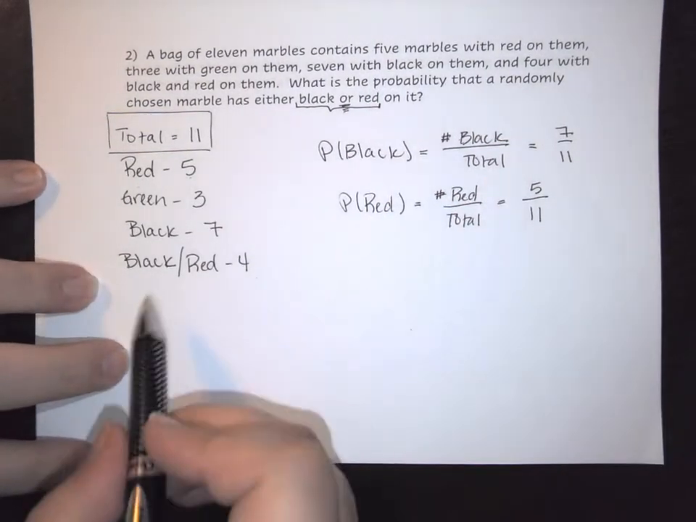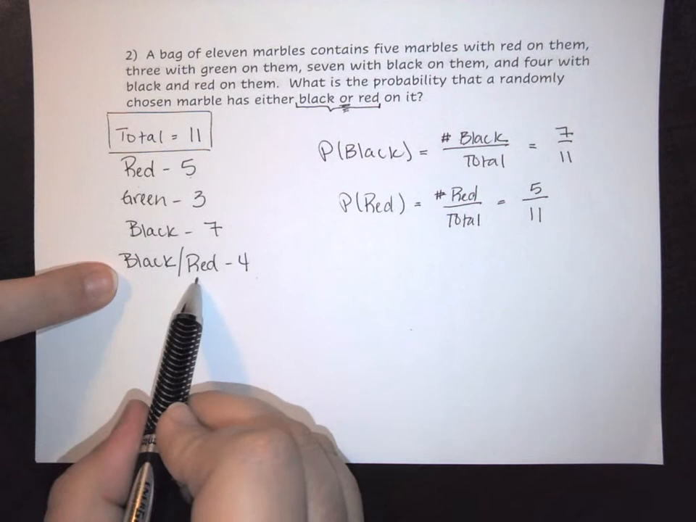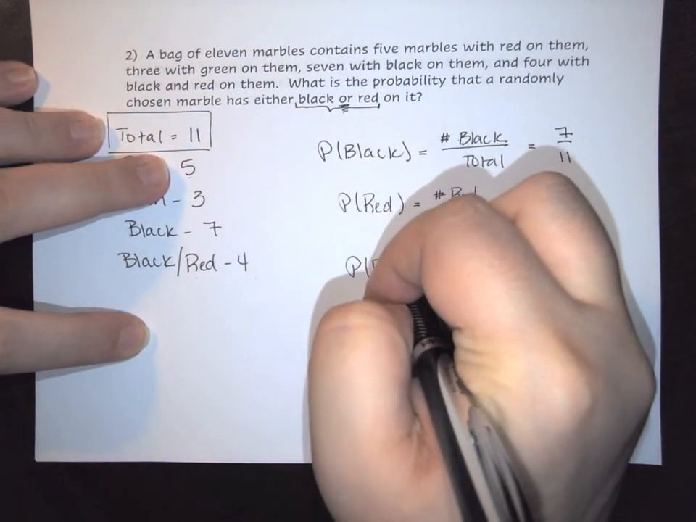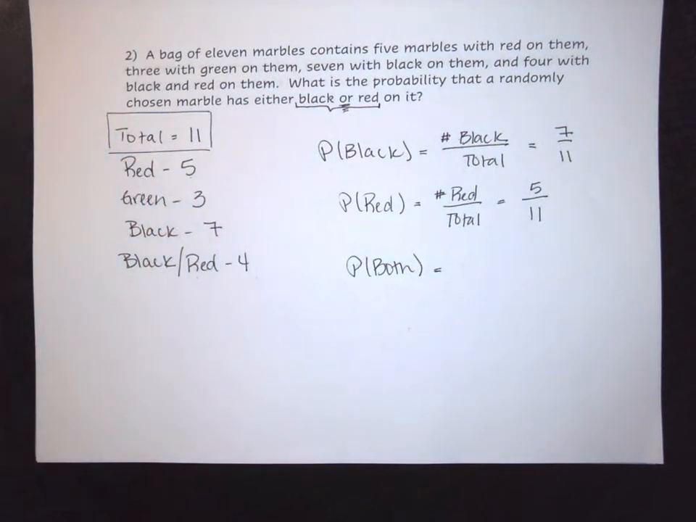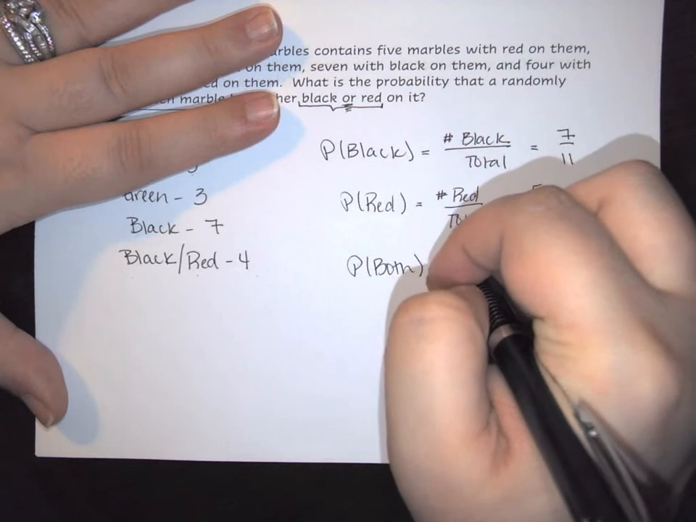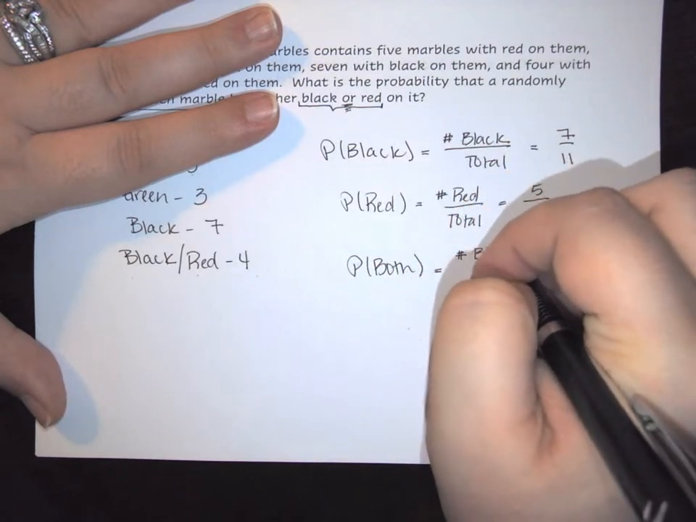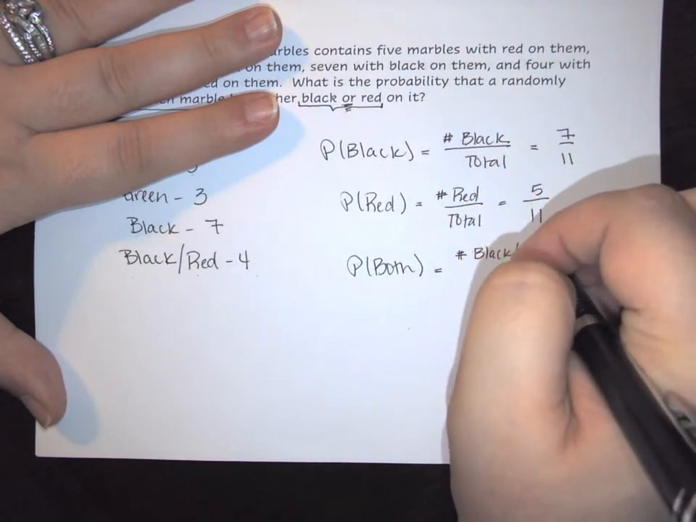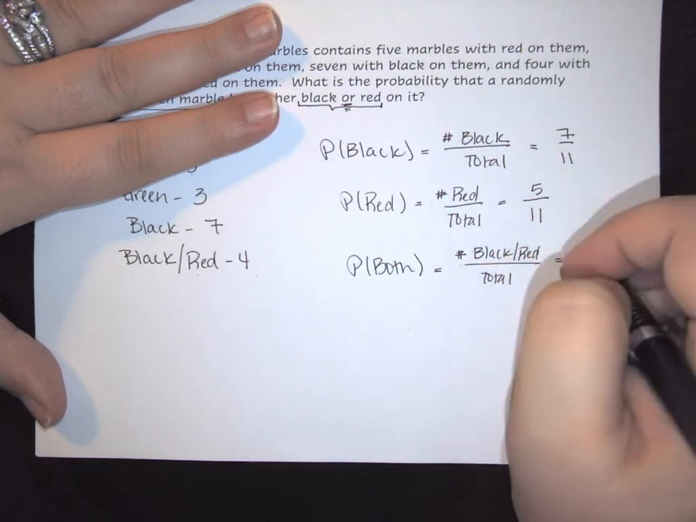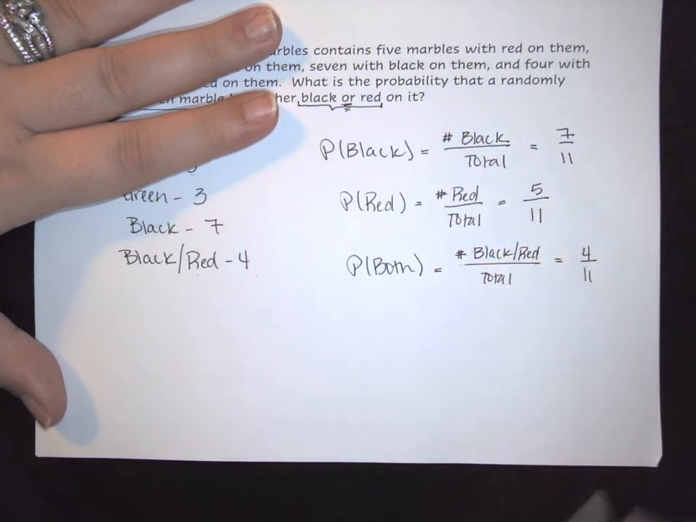Last, I have some marbles that have both colors on them, so I also need to include the probability of both occurring. What this means is that these are not mutually exclusive, so we have to remove the marbles that would be counted twice. So this is going to be the number that have black and red, then over the total. And in this case, this would be 4 over 11.